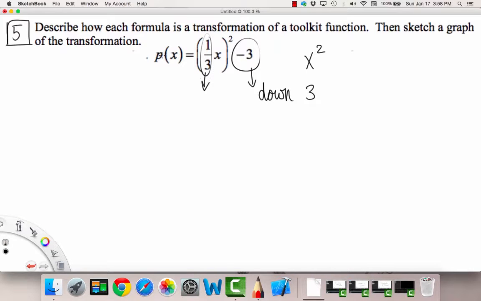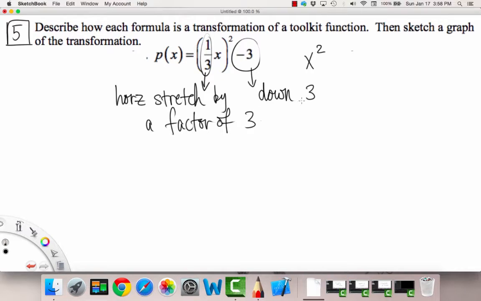So this is actually going to mean that we're going to horizontally stretch our graph by a factor of the reciprocal, factor of 3 in this case. So we got a lot of 3's going on, right? So that's what it basically means. I kind of wrote the description here. So we're going to horizontally stretch our x squared graph, so it'll look kind of like that. And then we're also going to shift it down 3 units, okay?